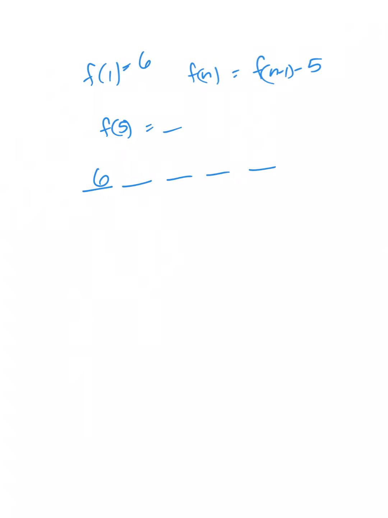So every term is going to be the one before it minus 5. What is 6 minus 5? 1. What is 1 minus 5? -4. What is -4 minus 5? -9. What is -9 minus 5? -14. I think that's the answer.